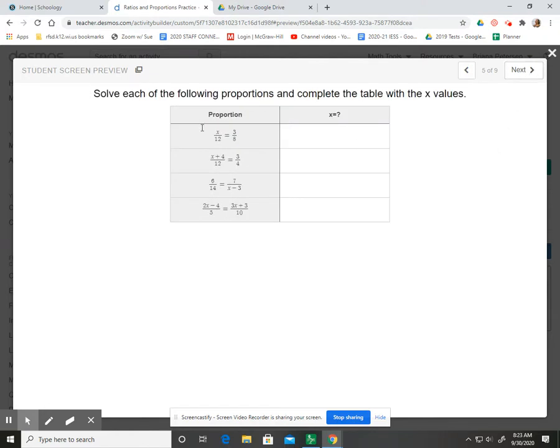On this one, you have to solve each of the proportions and complete the table with the x values. So you will solve this proportion and get a value for x, and you'll put that value for x in here. For this one as well, find the values of x. This one's going to be a little bit trickier, guys, but I think you can get it. Just remember what we learned in 2.4.